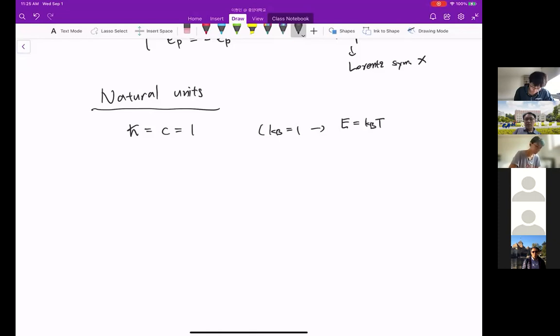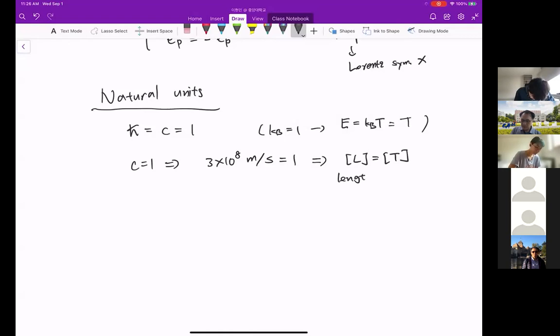Therefore, thermal energy is also equal to temperature. So temperature is the same unit as energy in this unit. Because c equals one, we know that 3 × 10⁸ meter per second equals one. Therefore, length is the same unit. And this t is not temperature, this t is time. The length and time have the same unit, right? So 1 second, in meters, is 3 × 10⁸ meter, right?